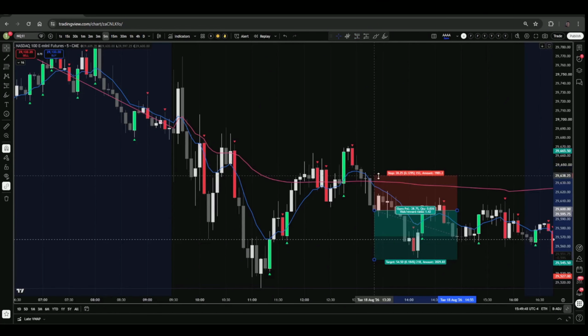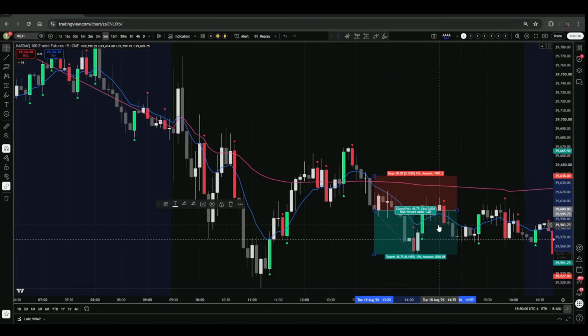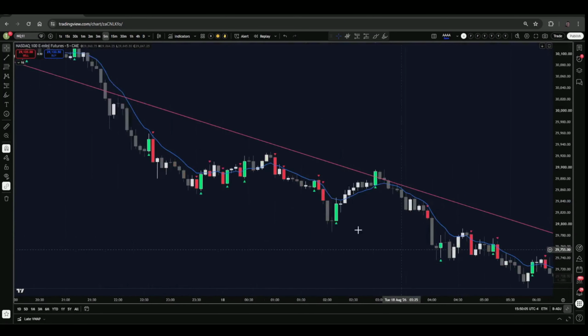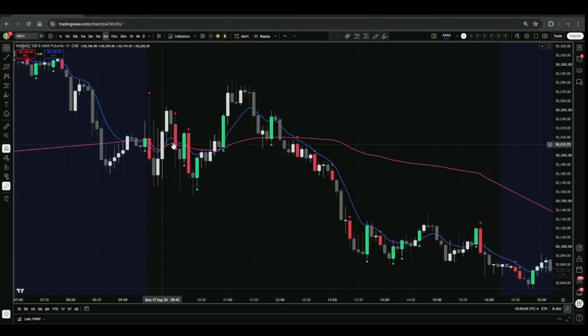Maybe here. Targeting, let's say, these lows can be 1-to-1, 1-to-5. 1-to-1, probably break even, or at least 1-to-1, depends on your criteria. And the last day for Nasdaq, Monday, it was really choppy.